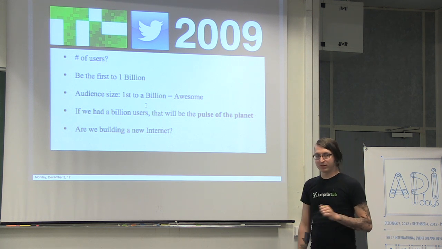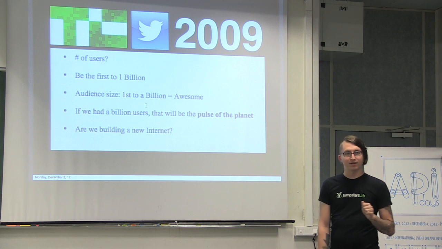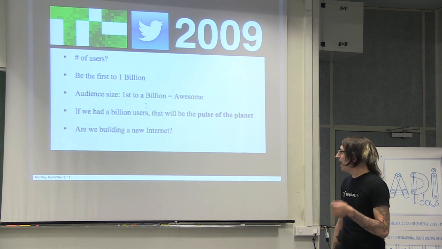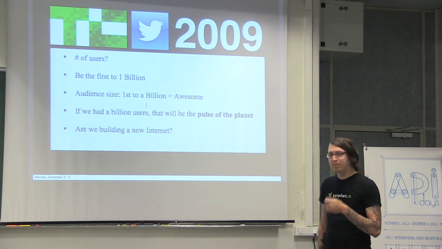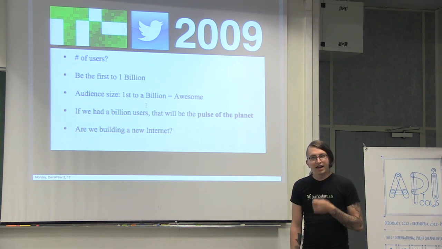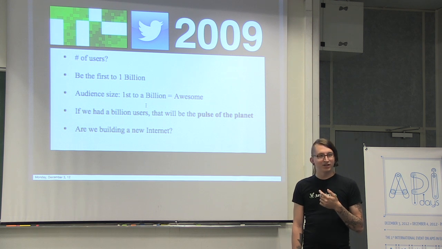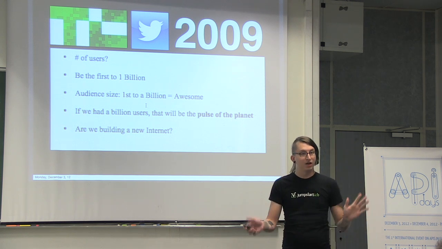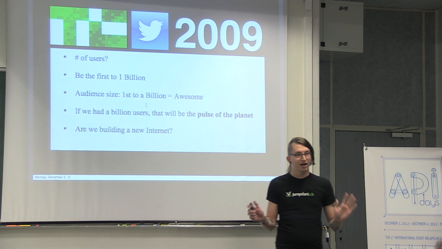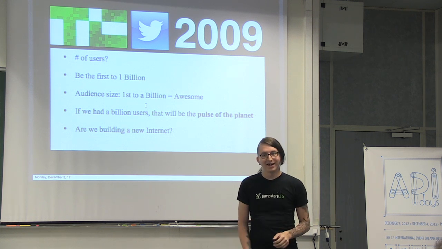But these last two bullet points were the things that were most interesting, and I remember this stuck out to me whenever I read it the first time. If we had 1 billion users, that would be the pulse of the planet. Are we building a new internet? And I thought at the time, man, Twitter is so full of themselves. And then, years later, I got rid of my cell phone because I spend too much time tweeting and not enough time talking to people, right?